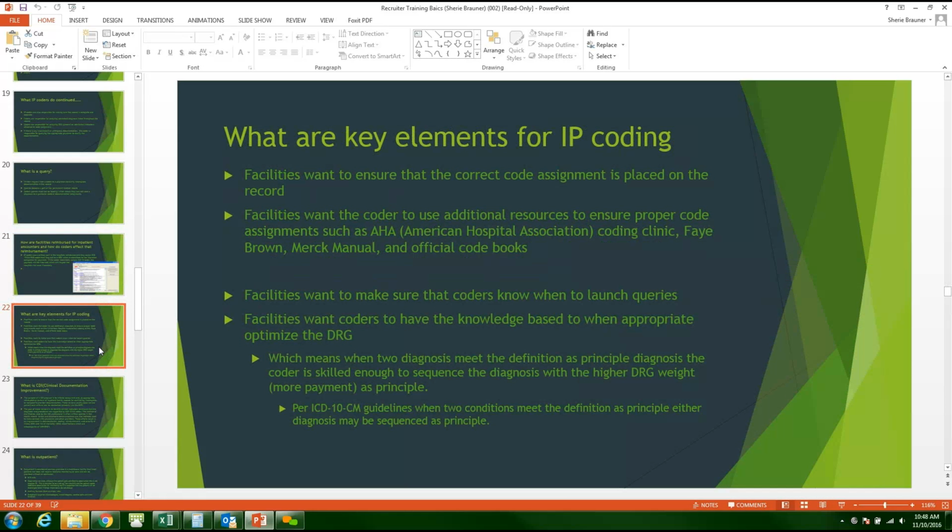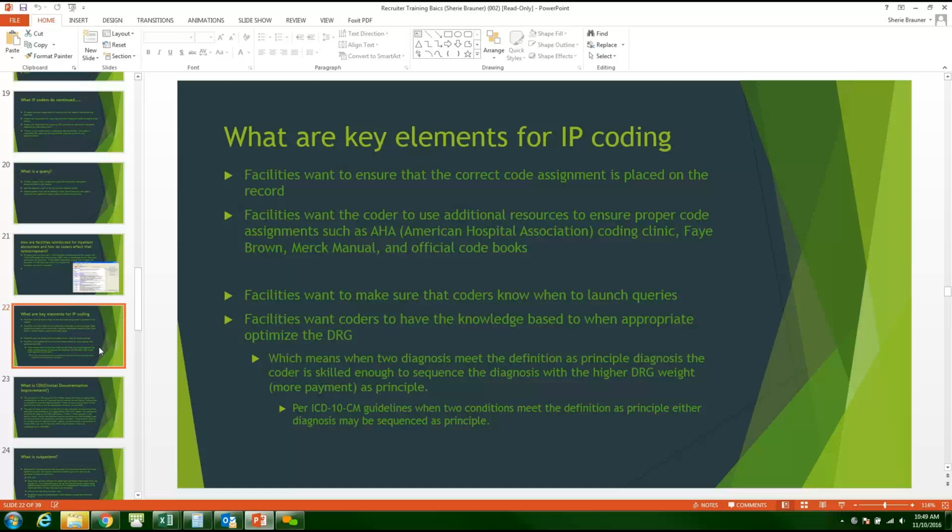Slide number 22, what are key elements for inpatient coding? Facilities want to ensure that the correct code assignment is placed on the record. Facilities want the coder to use additional resources to ensure proper code assignments such as AHA, American Hospital Association, Coding Clinic, Faye Brown, Merck Manual, and official code books. Facilities want to make sure that the coders know when to launch queries.